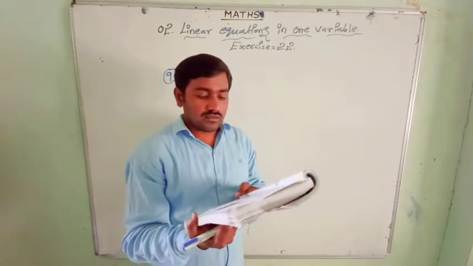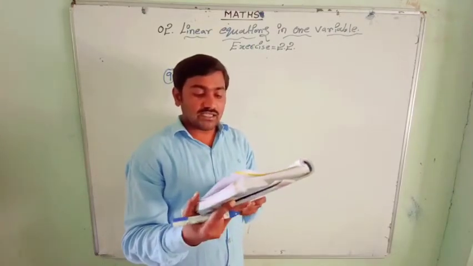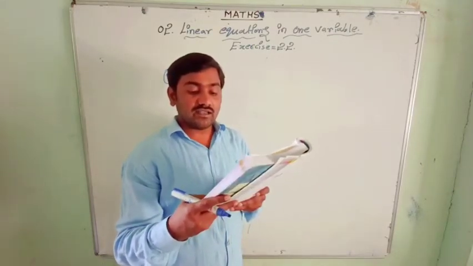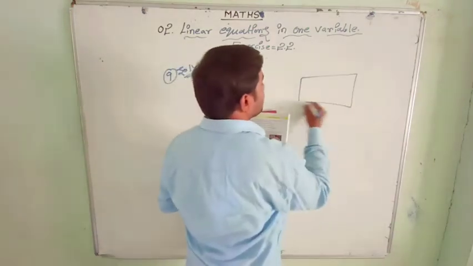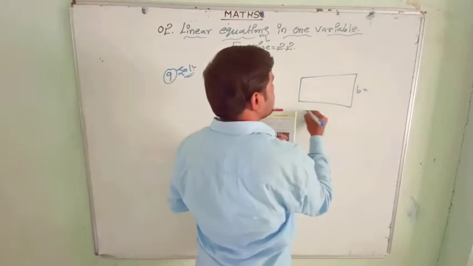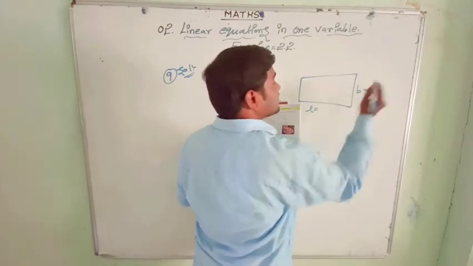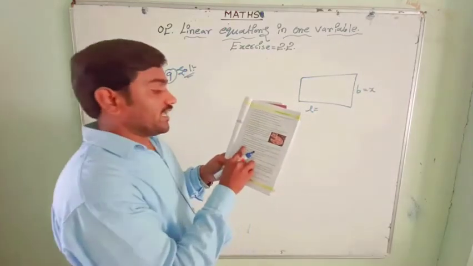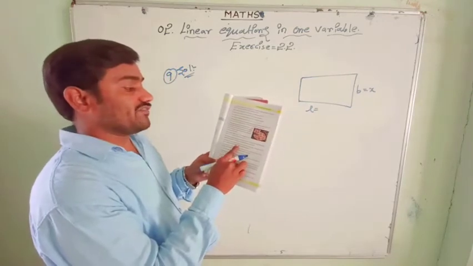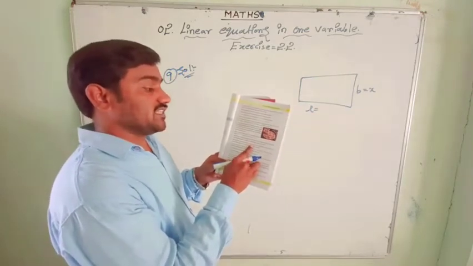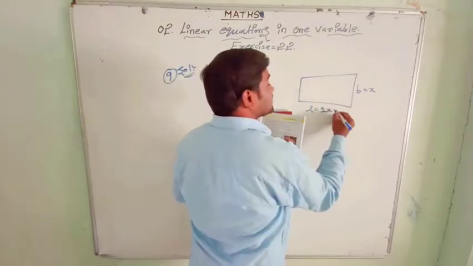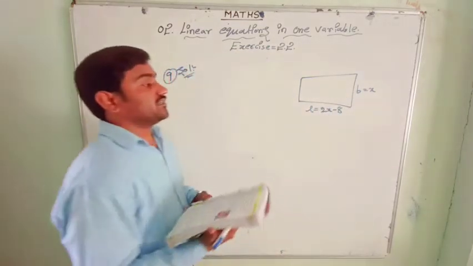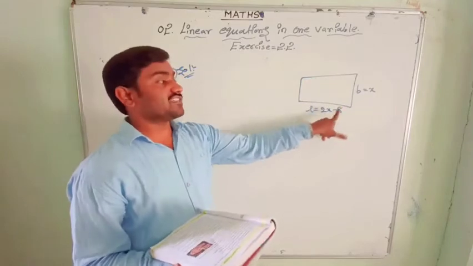The length of a rectangle is 8 meters less than twice the breadth. A rectangle here, here it is the breadth, here it is the length. Suppose the breadth is x. Then the length of the rectangular field is 8 meters less than twice the breadth. First, twice the breadth is 2x, and 8 meters less than that.